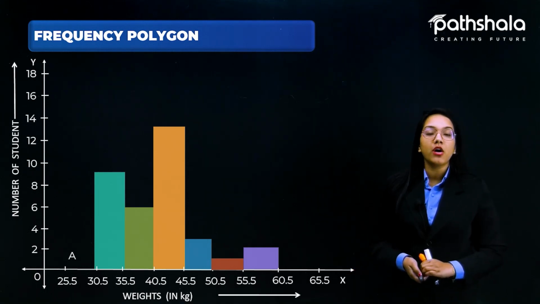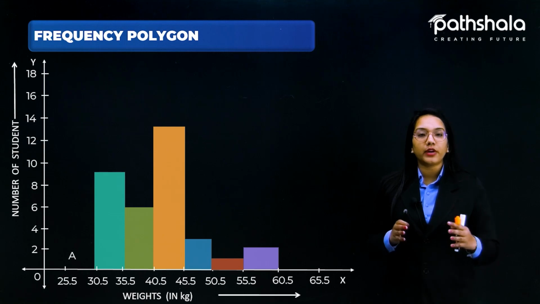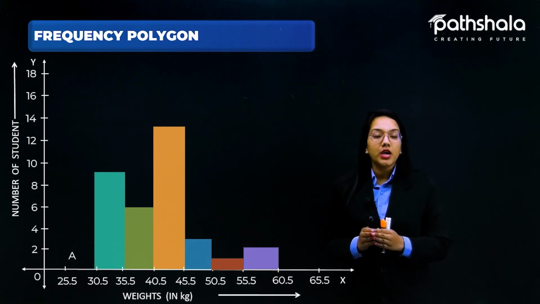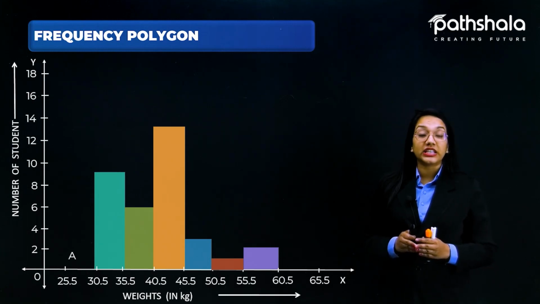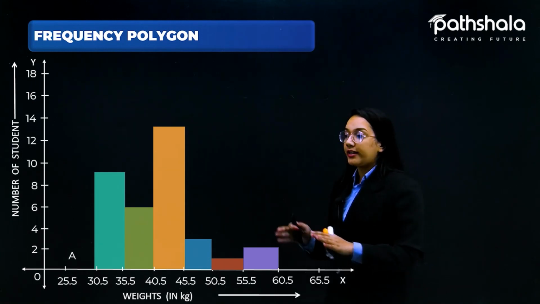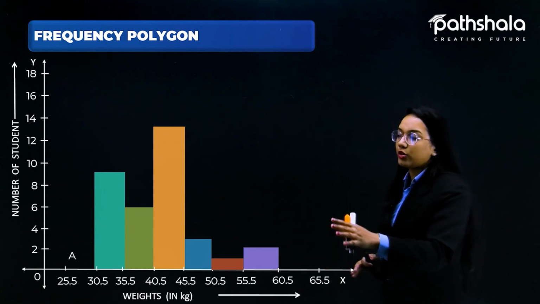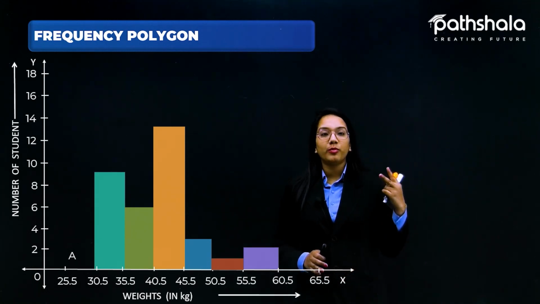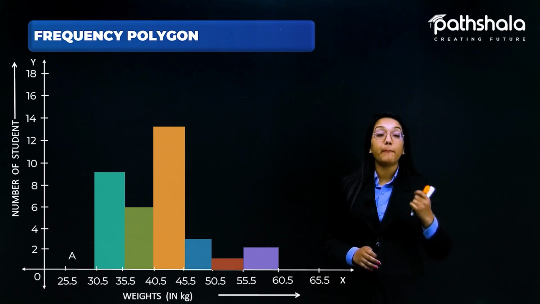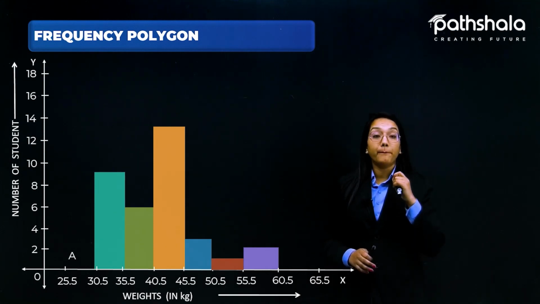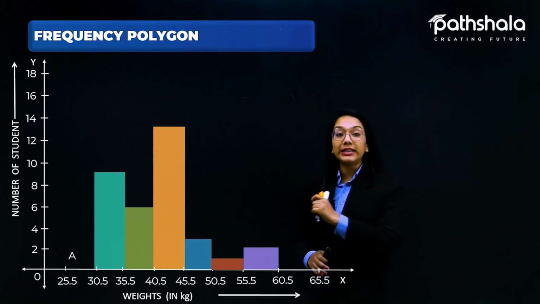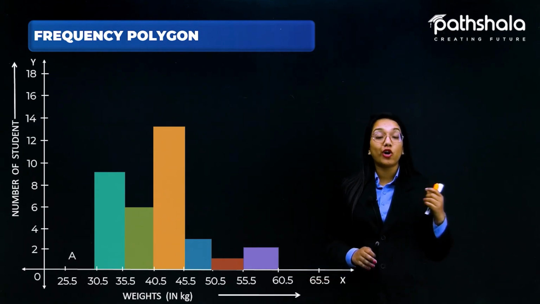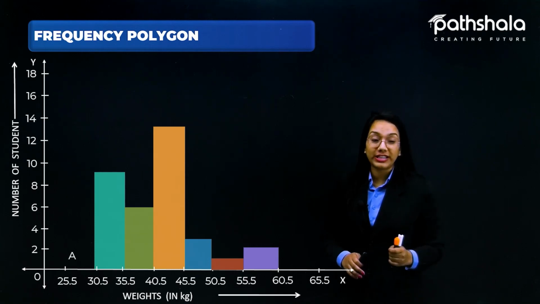Always remember, in order to form a frequency polygon, the very first step is to create a histogram. I have already created a histogram, because we are already aware of how we constructed it. Now the second step is that we have to look for the midpoints of all these rectangles, or we can say all these classes.